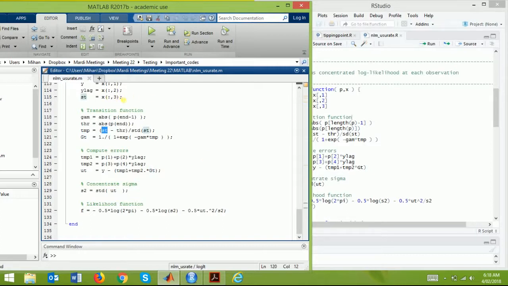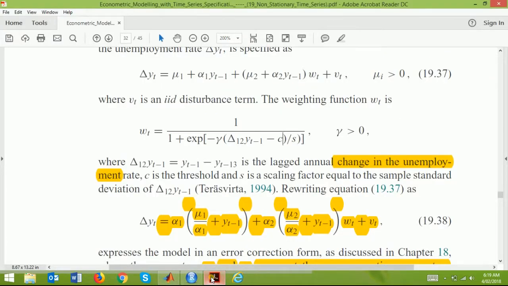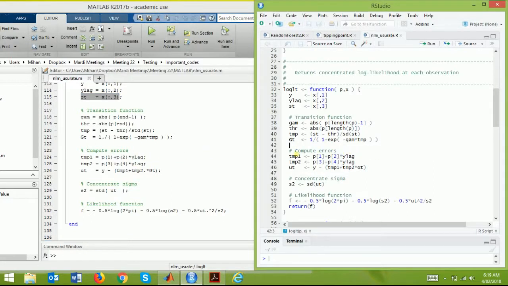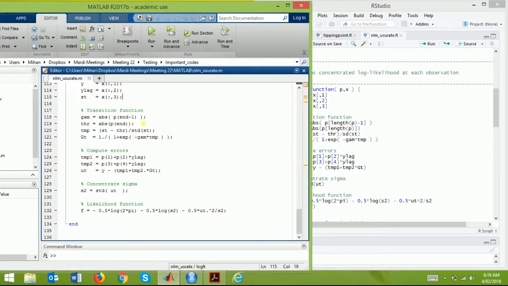ST, the third element that the system will estimate here, the third parameter, is basically this one. ST can be the seasonal, sorry, if this is yt minus 2, this might be yt minus 12, so the seasonal transition, not standard deviation.